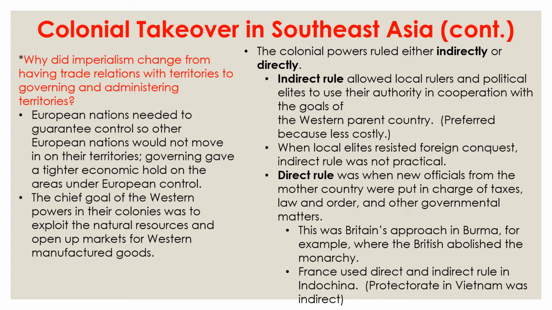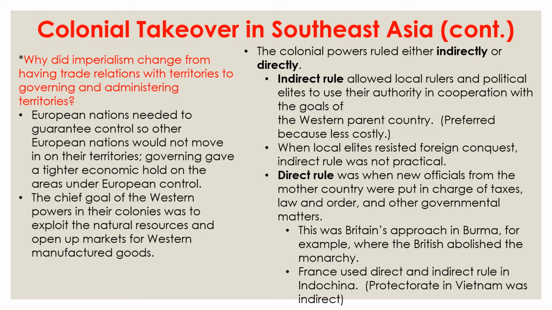Now, why did imperialism change eventually from having trade relations with territories to governing and administering the territories, meaning direct control over the territories? So most of the colonial territories that were taken over in the first wave of imperialism, or old imperialism, in the age of exploration, were more having trade relations with those territories. There were some, of course, that were dominating the areas, the Spanish and the British, but we see more of that whole idea of dominating and governing and administering the territories in the late 19th century with this new wave of imperialism.